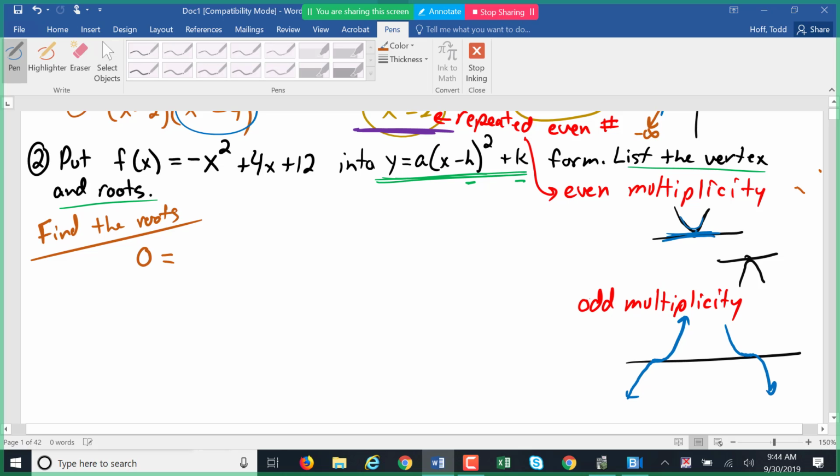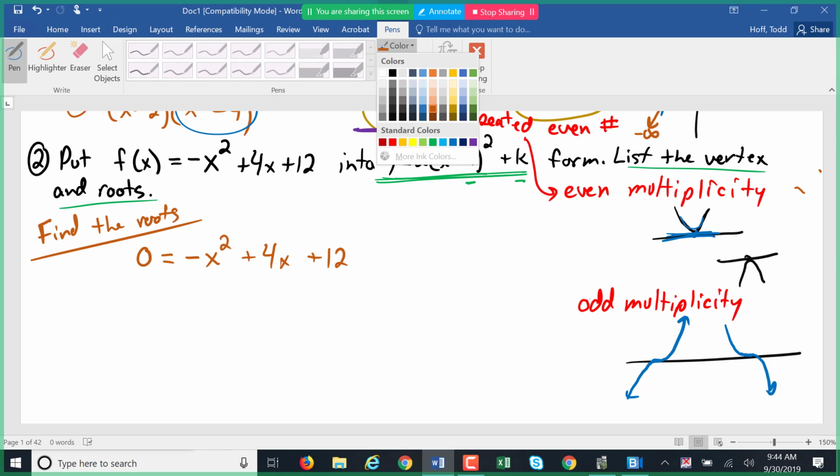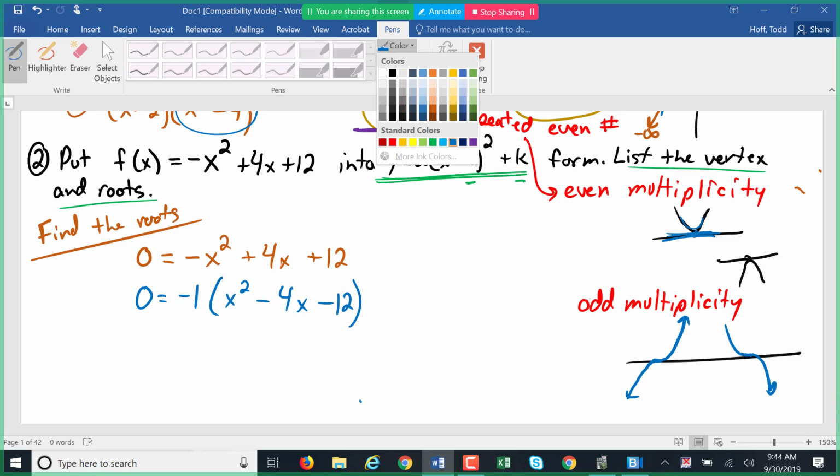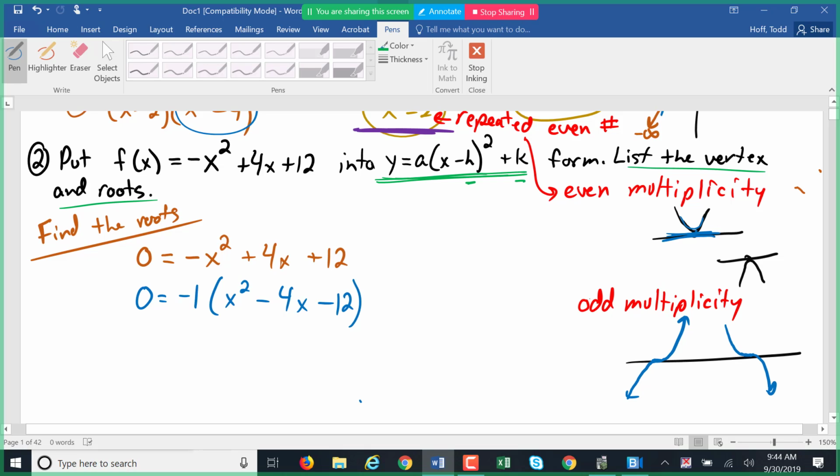So remember, once again, you put 0 in for y, or f of x, and you solve. Now the coefficient on the x squared is negative, so the first thing I'm going to do is take out a common factor of negative 1. That way that's a positive x squared, and it's just more comfortable for me to factor it when it's a positive x squared. So now that x squared minus 4x minus 12 is factorable. That is (x minus 6) and (x plus 2).